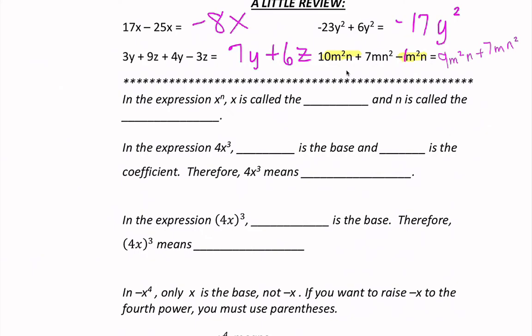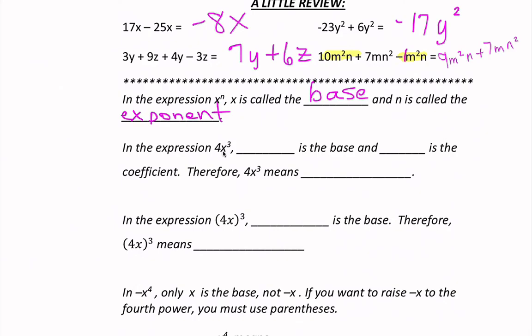Okay. So, in the expression x to the m, x is called the base. So your base is what your exponent is touching. Your exponent is that little bitty guy. So this is my base. This is the exponent. So in this expression, I have 4x to the third. We have to figure out what our base is. So remember, your base is what the exponent is touching. So here's my exponent.